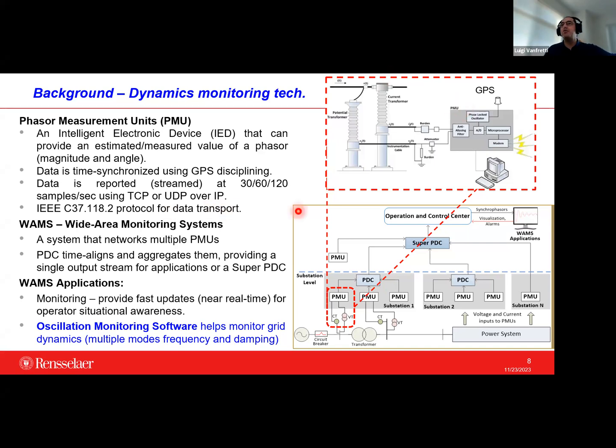The data then is streamed out over TCP/IP protocols usually, or UDP, and there is a standard for that. I could give you a talk just on that because I wasted my life building this thing. So anyway, to be able to aggregate many of these PMUs, you send them to something called a PDC, a phasor data concentrator, where you can build software applications that allow you to do the monitoring of the frequency and the damping, which is oscillation monitoring software.